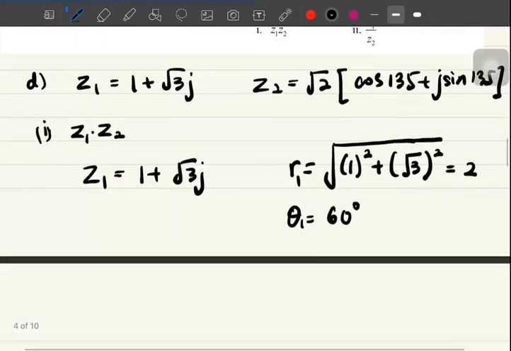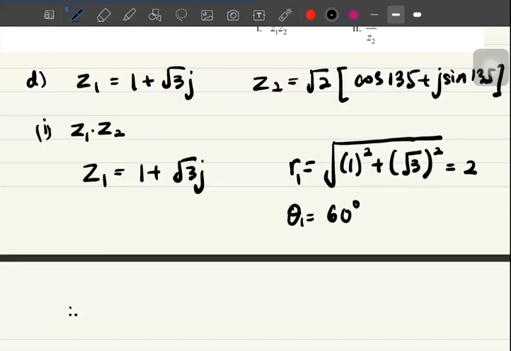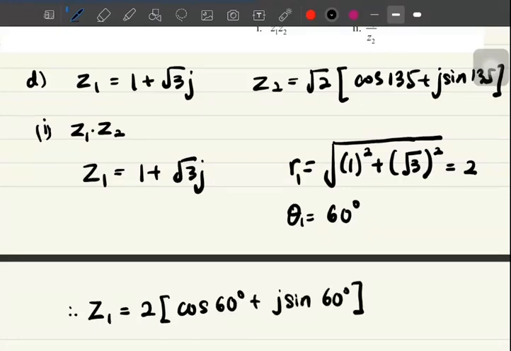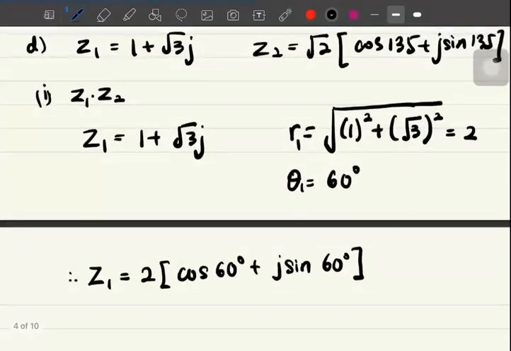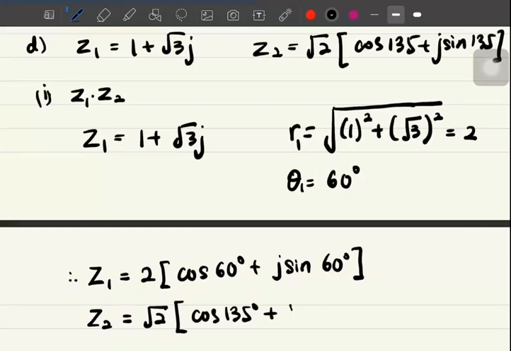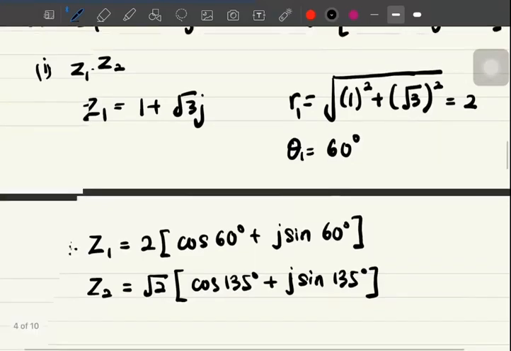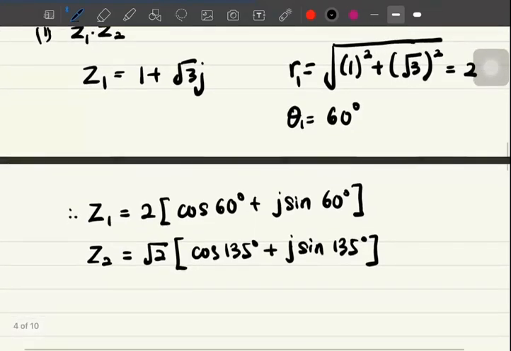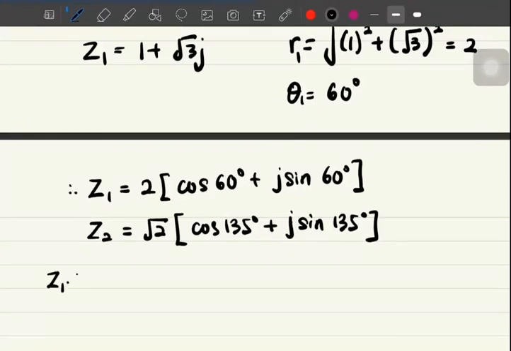Okay. So therefore, we can now write it in polar form. So your Z1 is equals to 2 (cos 60 plus J sin 60 degree). So this is your Z1, and given to you Z2 is equals to square root 2 (cos 135 degree plus J sin 135 degree). Okay, so we want to answer the question of how to find Z1 multiply with Z2.